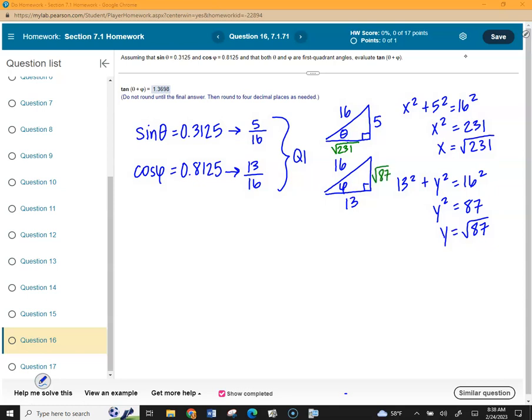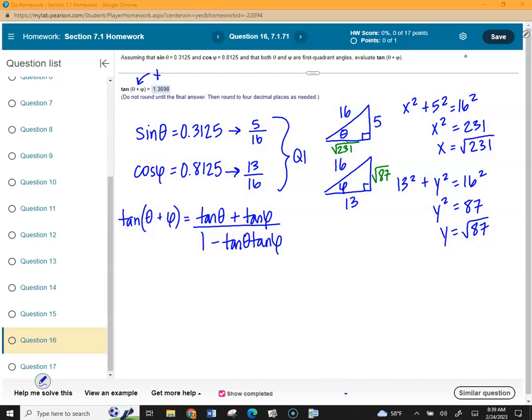And here's why you needed that. Because it's tangent. Tangent means we have to divide y over x. So it's the tangent sum formula, because this is plus. And that would be this: tan of theta plus tan gamma over 1 minus tan theta tan gamma. Now you look at your triangles and you plug it in.